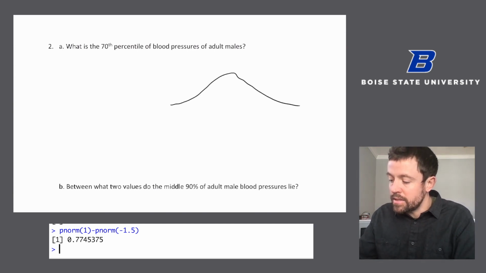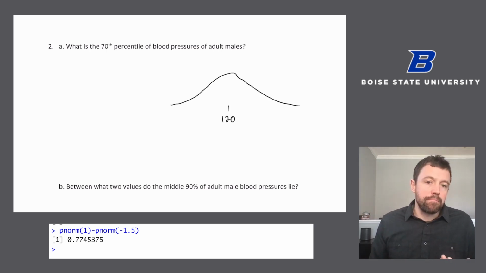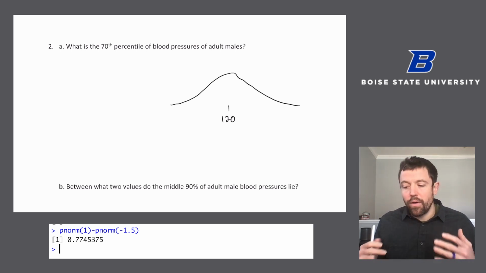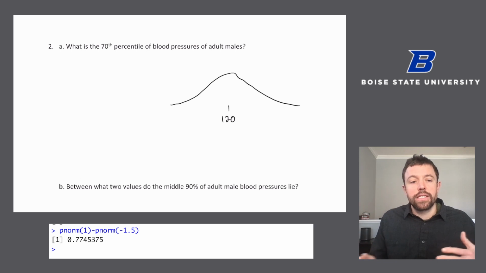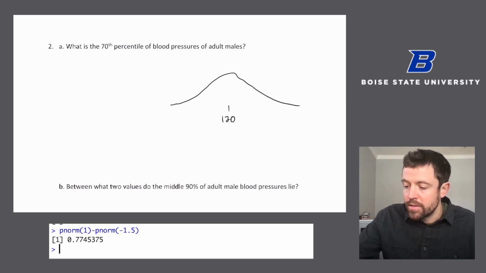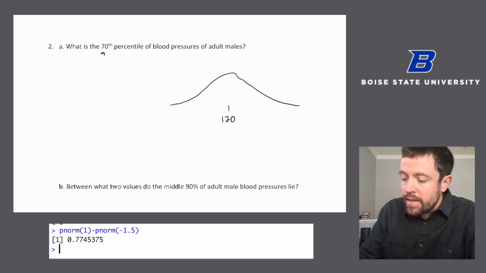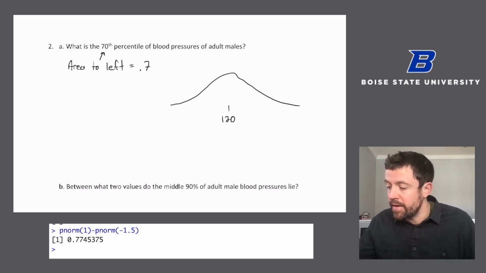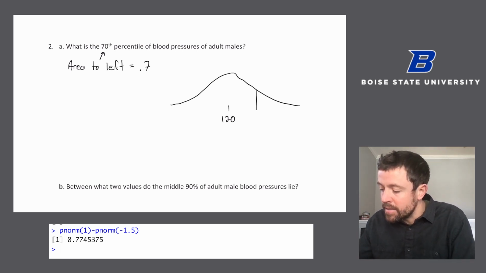My picture always starts the same. It's just a poorly drawn normal distribution. And I draw in the mean. The 70th percentile is saying what value are 70% of things below. Or in other words, the 70th percentile says that the area to the left is 0.7. The total area is 1. 70% of the area is to the left of it. And so the 70th percentile is going to be something like this.